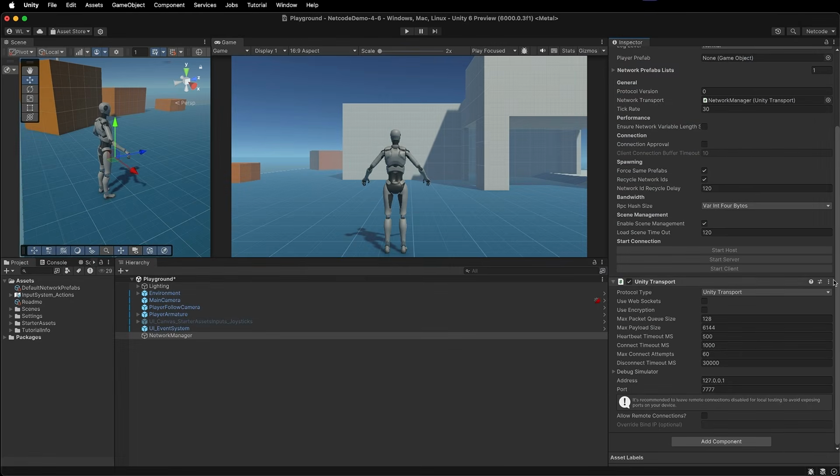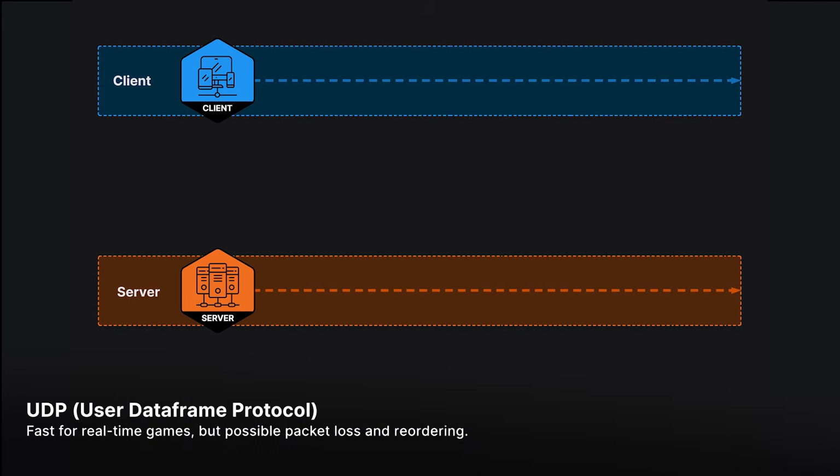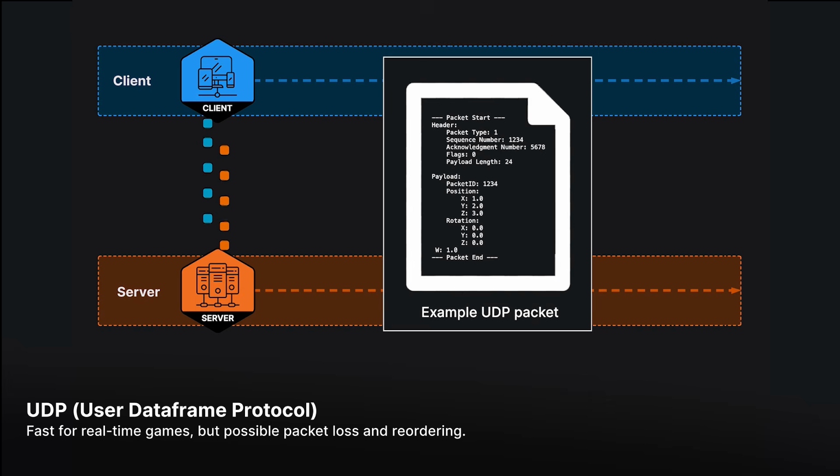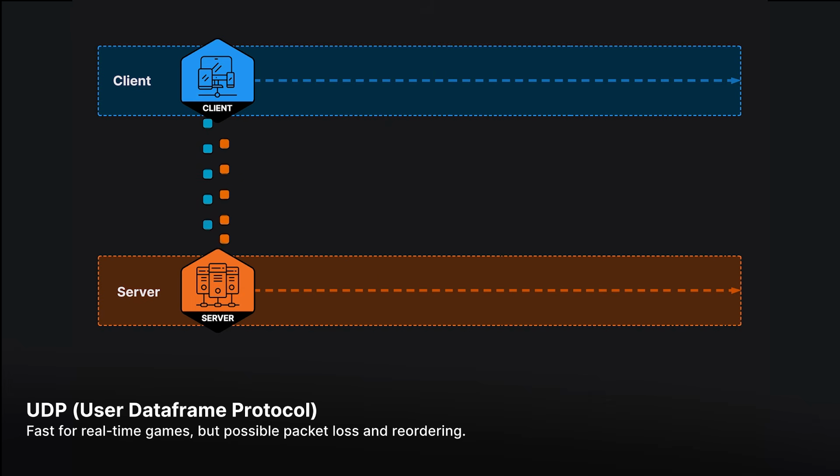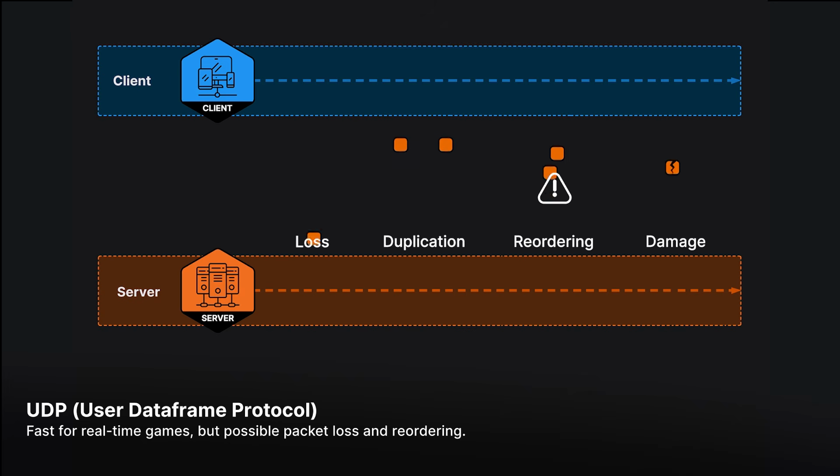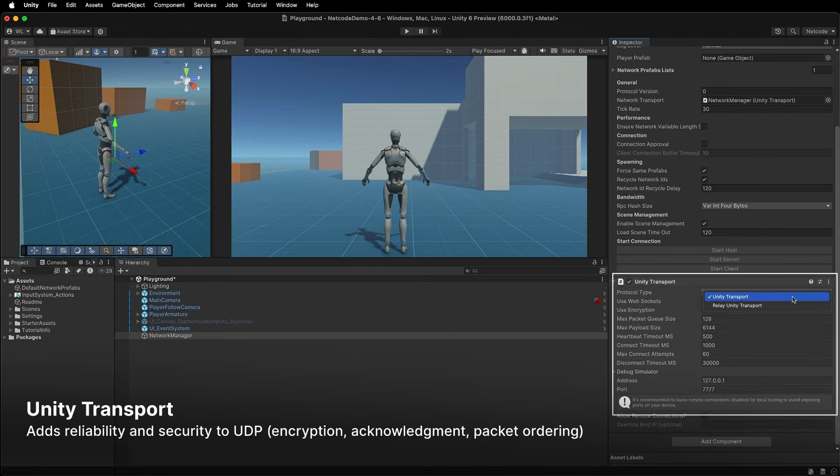Clients and servers communicate by exchanging data packets using protocols like UDP. By design, UDP favors speed over reliability. This is suitable for real-time applications, but UDP packets can be lost, split, reordered, or even damaged in transit. To address some of its limitations, Unity Transport enhances UDP with extra reliability and security features. Though you can use a custom implementation, in most cases, Unity Transport will cover your needs.